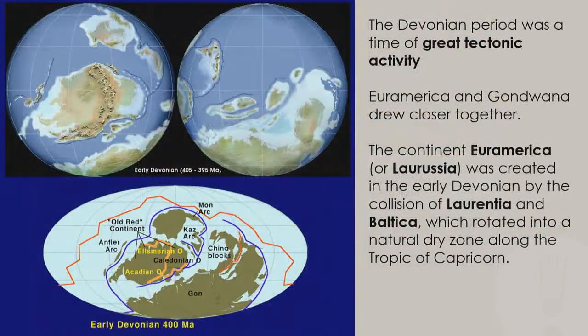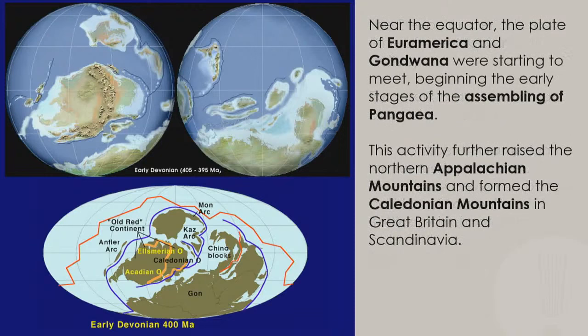It was a period of great tectonic activity. Euramerica and Gondwana drew closer together. Near the equator, Euramerica and Gondwana were starting to meet, beginning the gradual assemblage of Pangaea. And this activity is what caused the rise of the northern Appalachian Mountains.